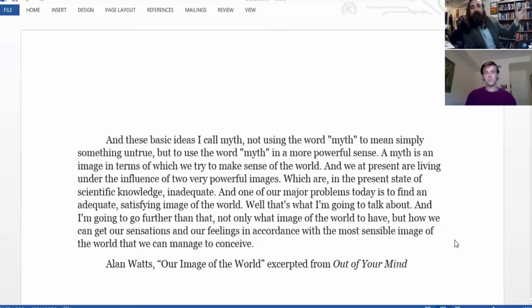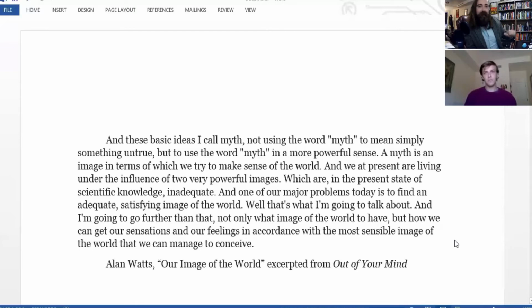So, and we at present are living under the influence of 2 very powerful images. Okay, bringing in not only the definition, but the reader. So that's 2 concrete things working together. We're working our way from a 2 maybe to a 3. We don't really know what these images are yet, so that'll probably be given to us later on in the essay, which are in the present state of scientific knowledge inadequate. Well, that's definitely new information.